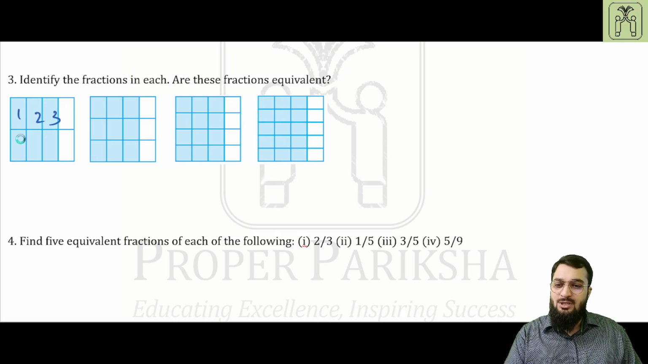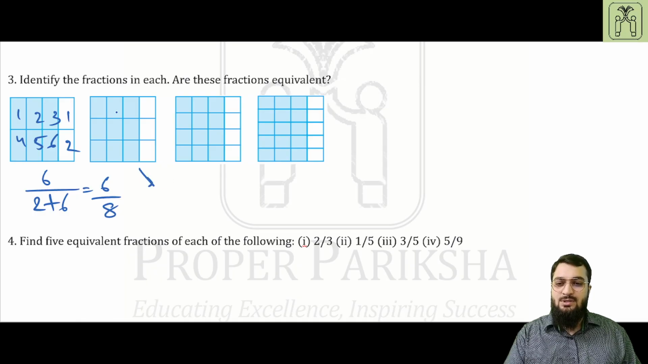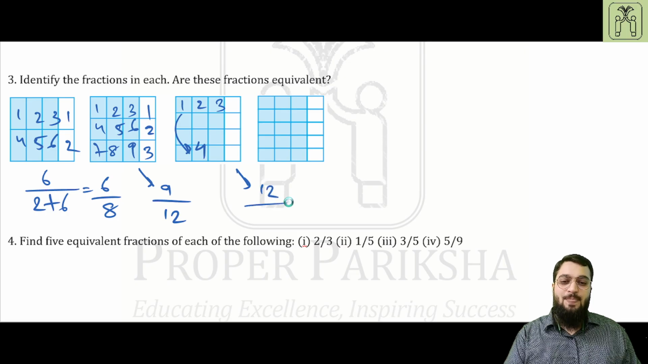1, 2, 3. The method will be the same. 6 and this will be 1, 2. So that will be 6 upon 2 plus 6, which gives 6 upon 8. Similarly for this, 1, 2, 3, 4, 5, 6, 7, 8, 9 and 1, 2, 3. So this will be 9 upon, you can add verbally, 9 plus 3 gives 12. For this, you can see 1, 2, 3 and this is 4 times. So 4 3s are 12 and this will be 1, 2, 3, 4 because there are 4 rows, and 12 plus 4 will be 16.